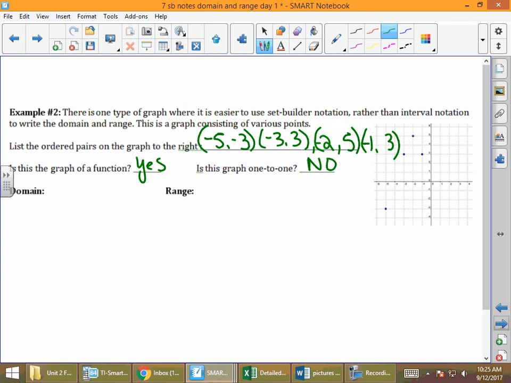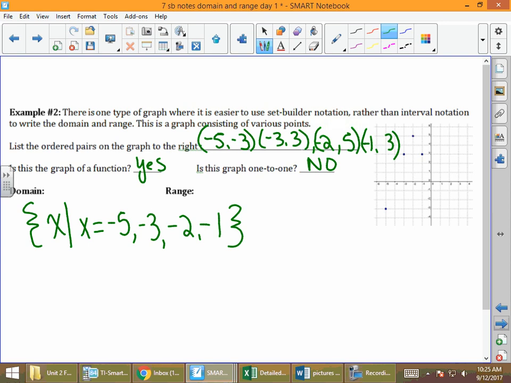But now that we've got that, we want to write our domain, and again, we're going to use our set builder notation, so we're going to use our squiggly parentheses there, and we're going to list the x values. But remember, it's x bar for all values of x such that x equals -5, -3, -2, and -1. That's all our x values listed from our ordered pairs there.